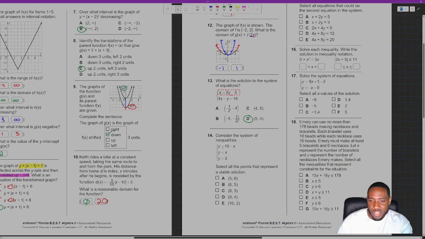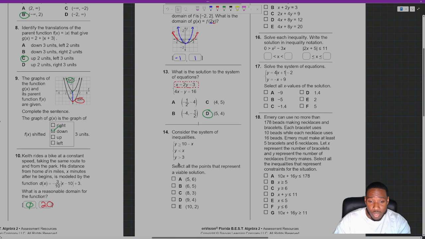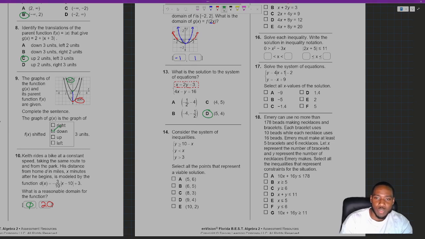Number 14 says we have to consider the system of inequalities, and it's going to be our job to select all the points that represent a viable solution. So there's a few different ways you could do this. The easiest to me is let's just go ahead and check each of these points they give us against all of these inequalities, and we can use two of these to make our lives a little easier right away. We see this last inequality here, y is greater than 3, gives us some opportunity to eliminate some possibilities.